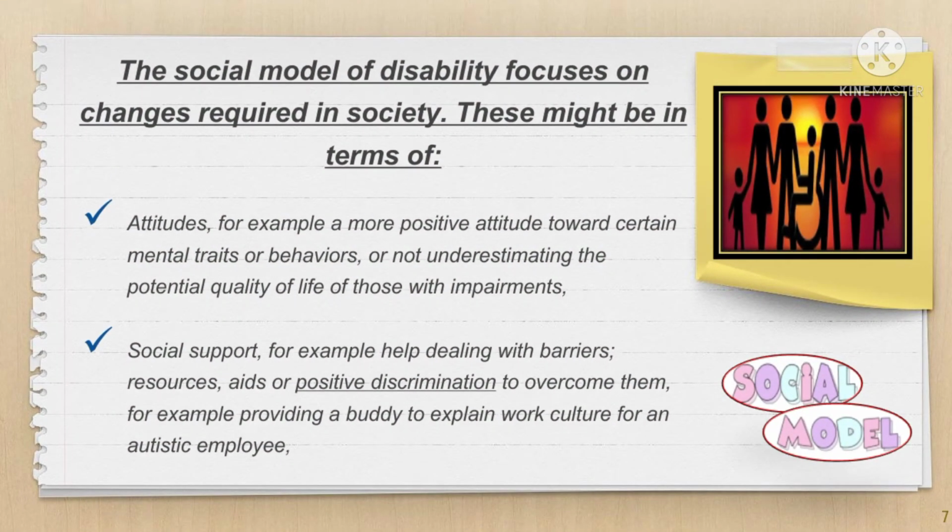Now let's proceed on how the social model of disability focuses on changes required in society. Those might be in terms of, first, attitude. For example, a more positive attitude towards certain mental traits or behaviors, or not underestimating the potential quality of life of those with impairments. Second, social support. For example, it helps deal with barriers, resources, aids, or positive discrimination to overcome them. Another example is providing a body to explain work culture for an autistic employee.